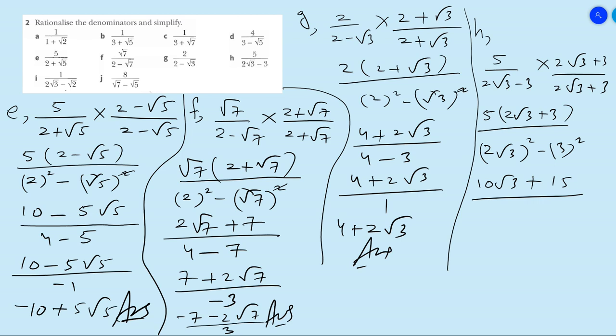Apply square on 2 as well as root 3. 2 square is 4 and root 3 square, square and root cancel, is 3. Minus 3 square is 9. So 15 plus 10 root 3 upon 4 times 3 is 12. 12 minus 9 is 3. 15 plus 10 root 3 upon 3 is the final answer of part H. Now I will make some more space in order to do the remaining parts.